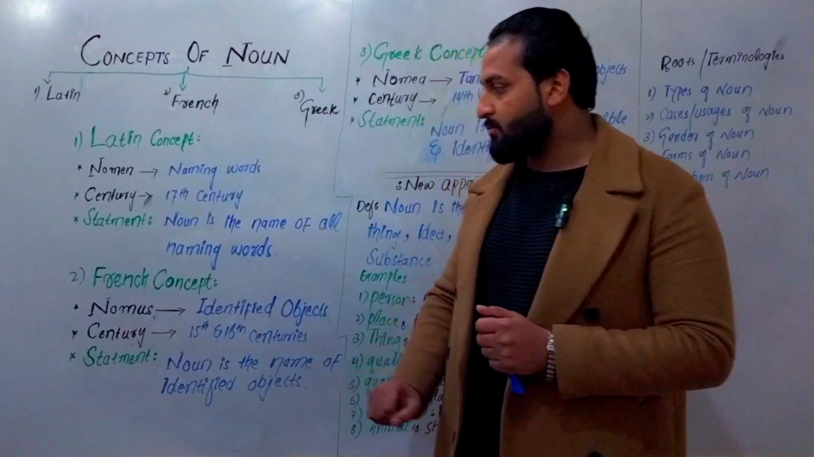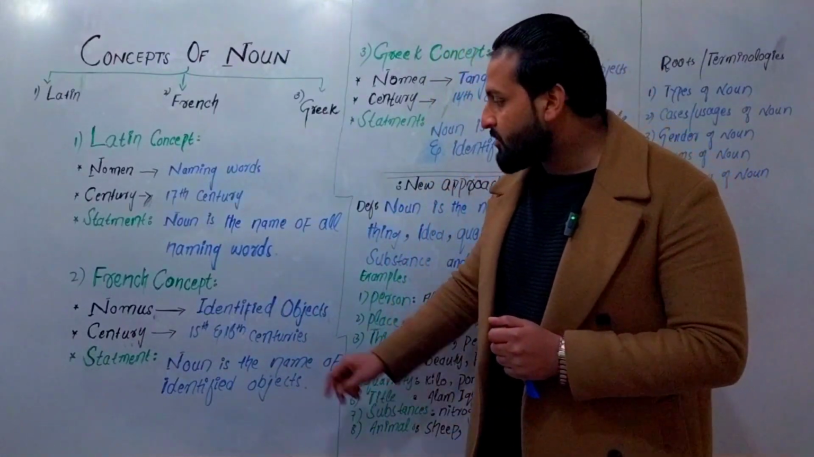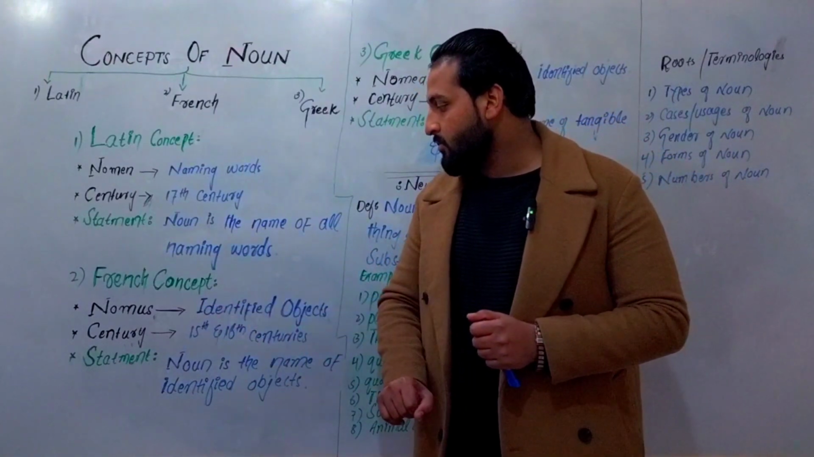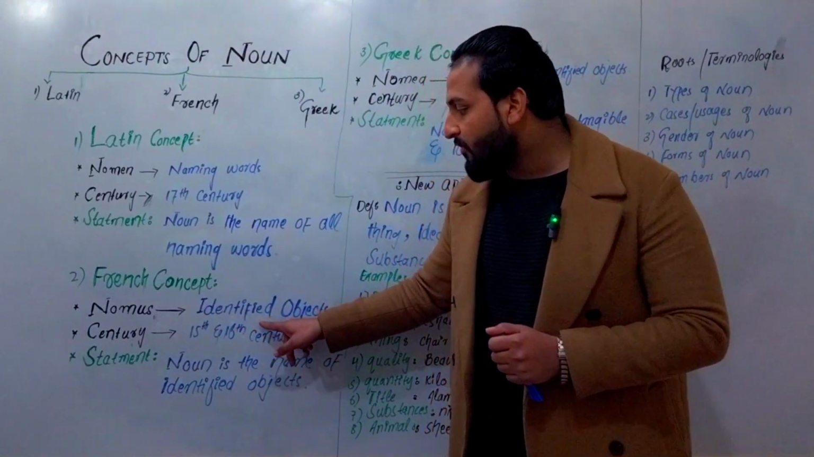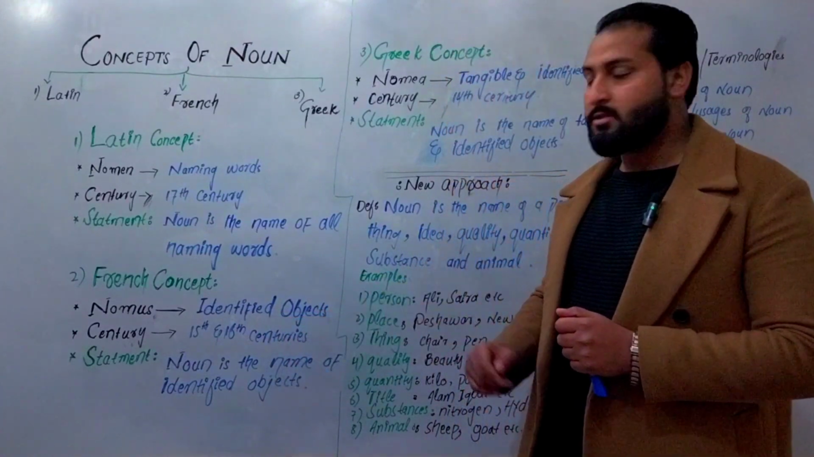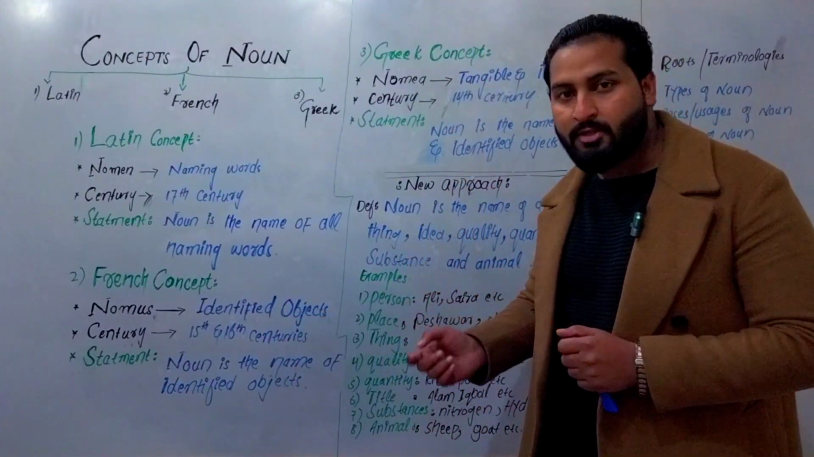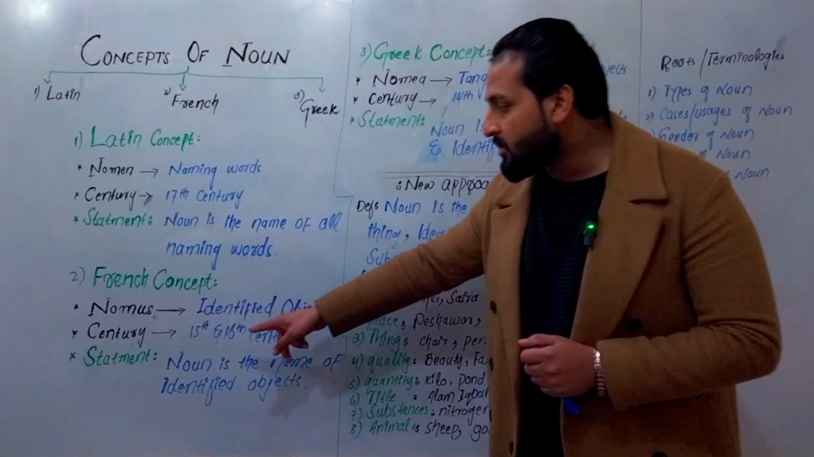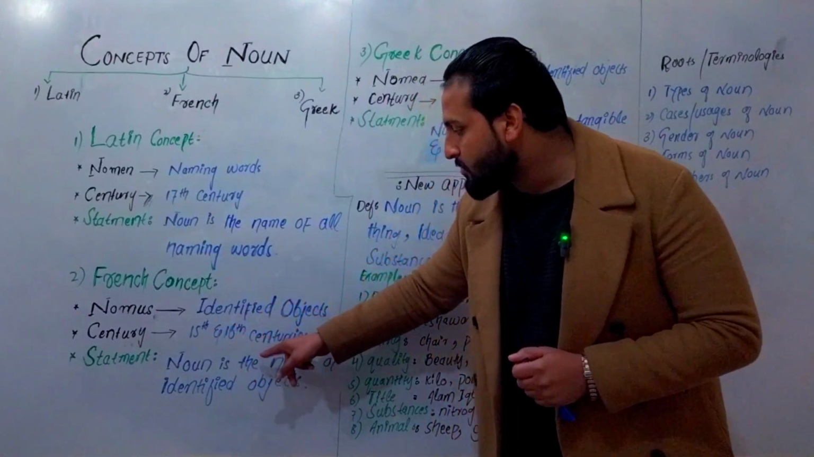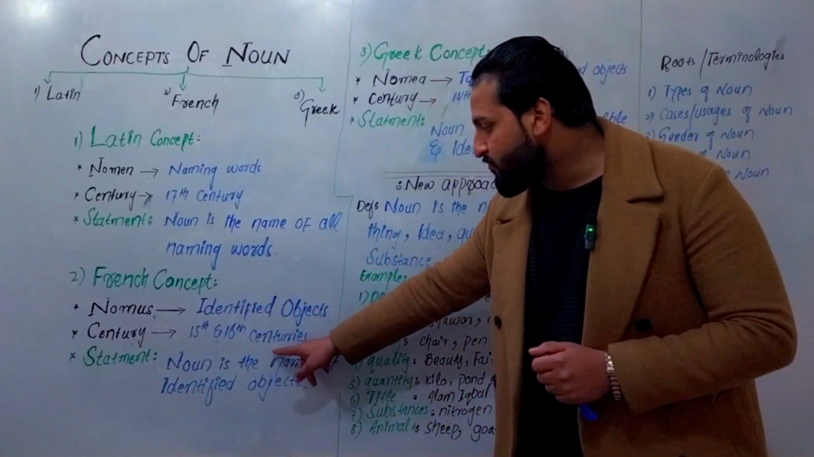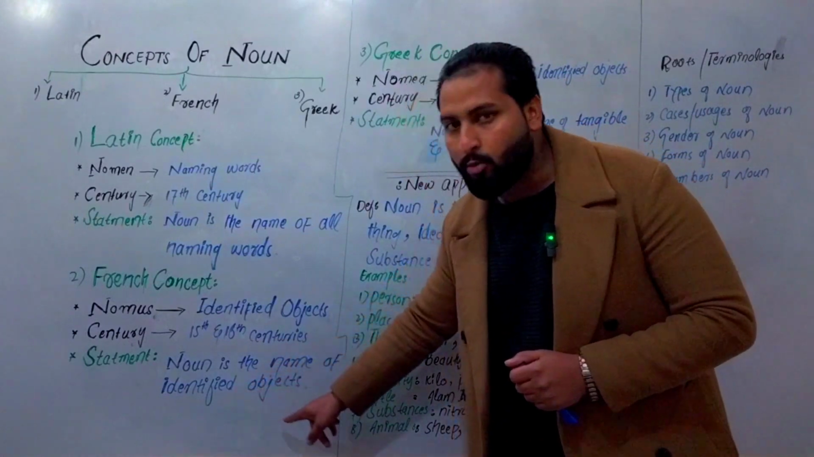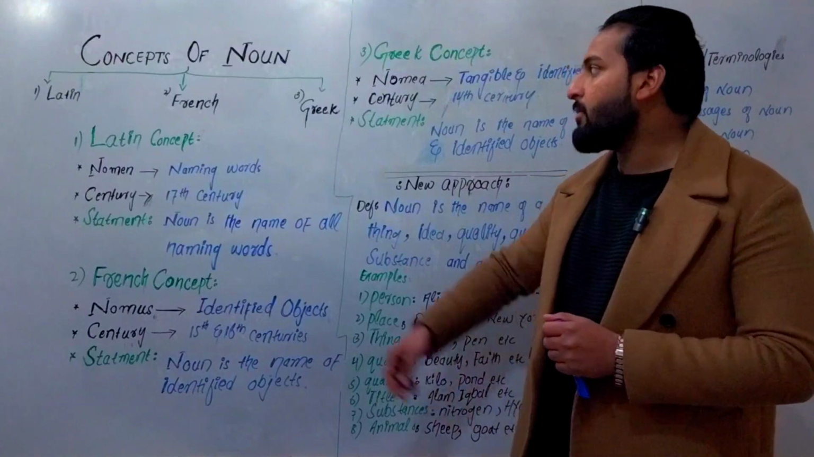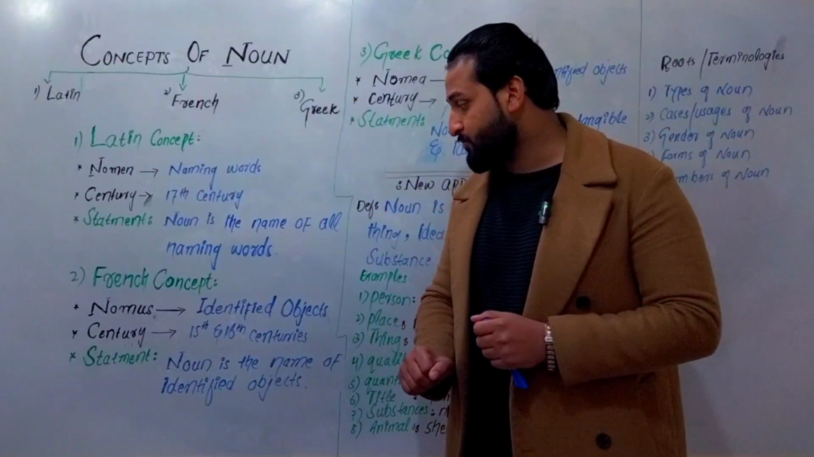Now, the French concept. The French concept says that the word noun is taken from the French word nomus, which means identified objects. जिसका मतलब है identified objects, यानी जिन चीजों की हम शनाख्त कर सकते हैं. They gave the statement in the 15th and 16th centuries that noun is the name of identified objects. यानी जिन चीजों की हम पहचान या शनाख्त कर सकते हैं, हम इसको noun कह सकते हैं.